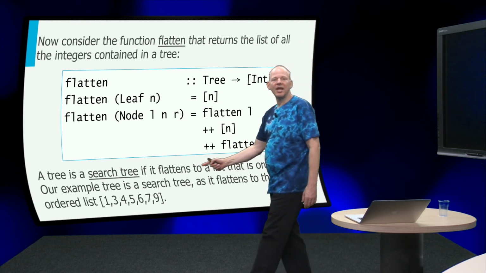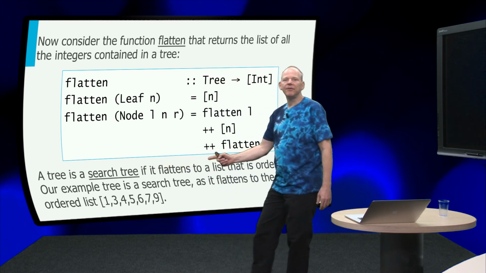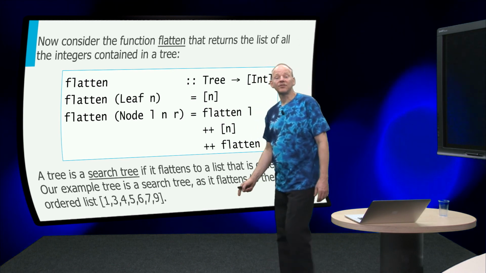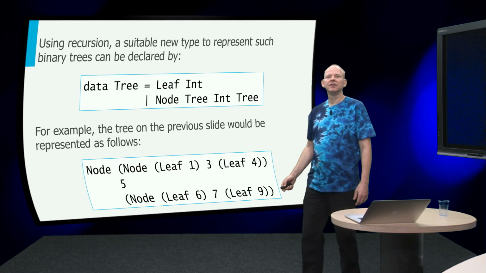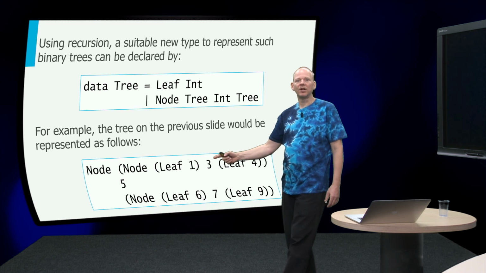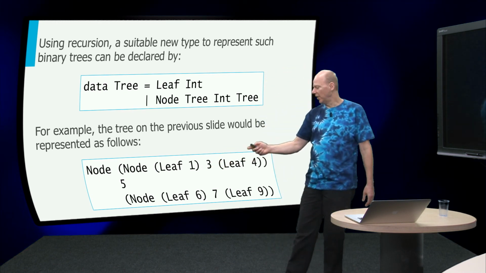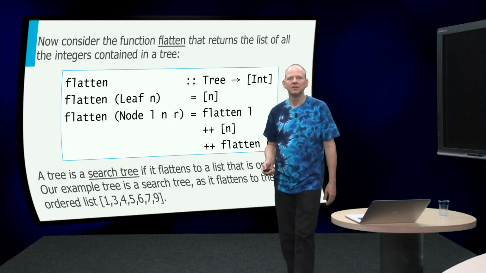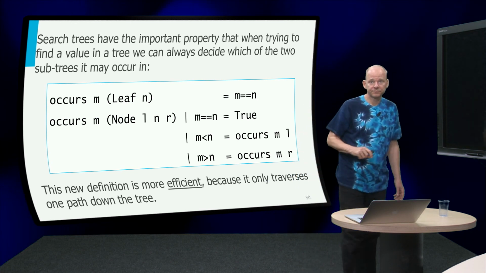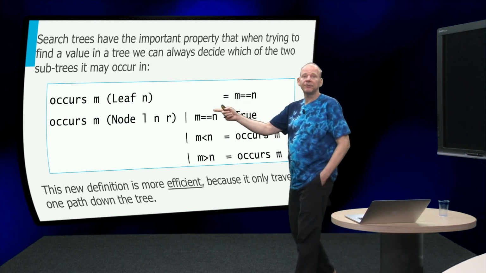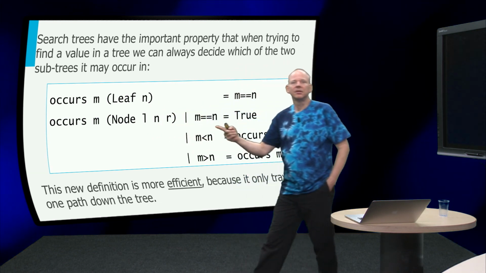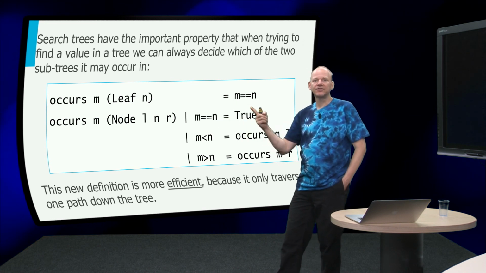Okay? Now we say that a tree is a search tree if when we flatten it to a list, it is sorted. So our example is a search tree because when we flatten it, we get a sorted list. 1, 3, 4, 5, 6, 7, 9. All right? So now we can define occurs as follows. If we have a search tree, we can check whether it's a leaf. When we have a node, we check whether the values are the same, we return true.